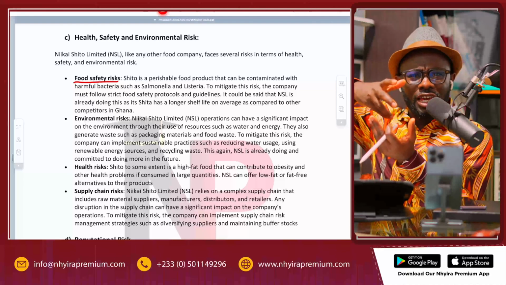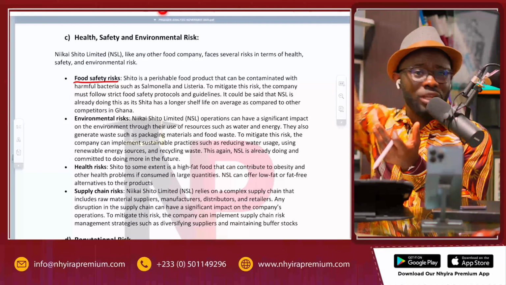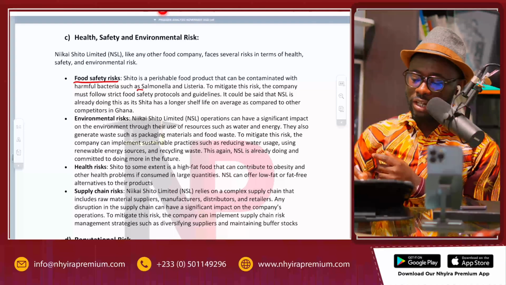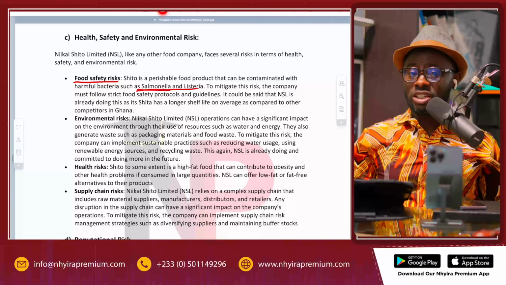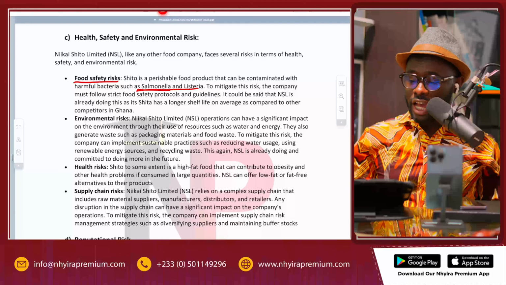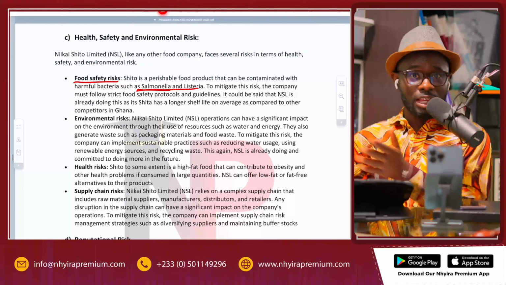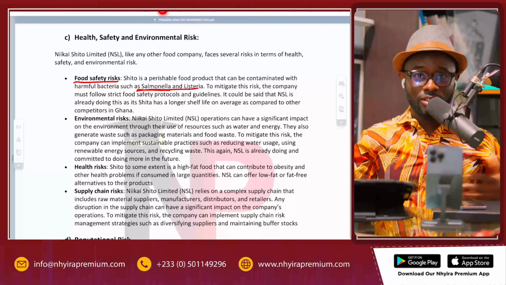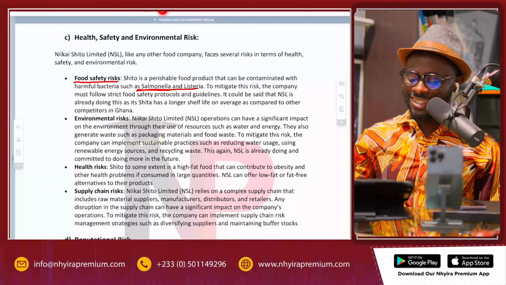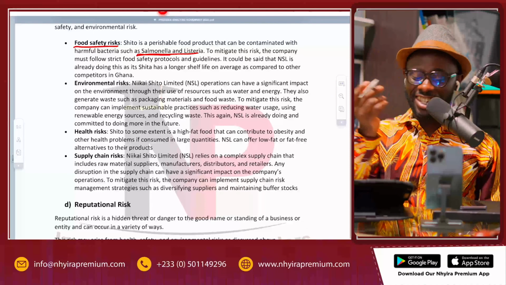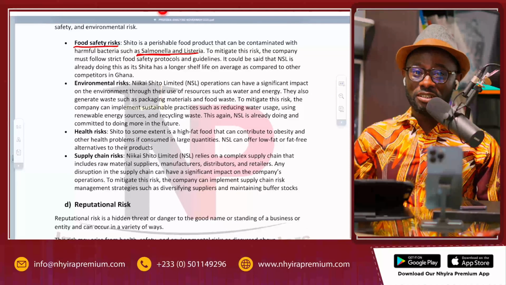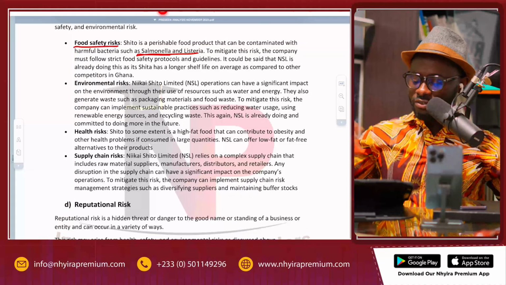How long can it be there without developing those bacteria that we talk about, right? Salmonella and then Listeria. These are bacteria that affect shito. You did science, but you didn't learn about some of these bacteria. Then health risks, supply chain risks.